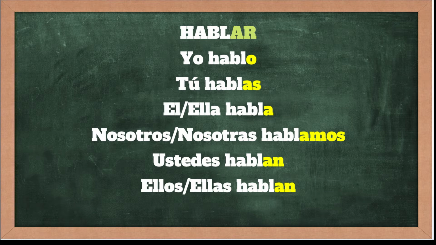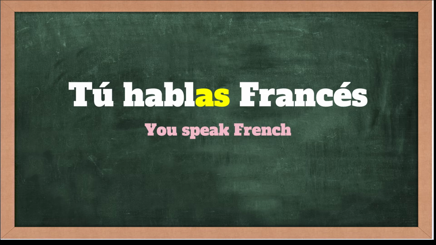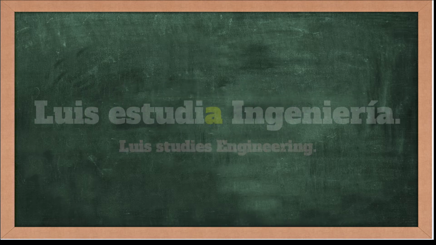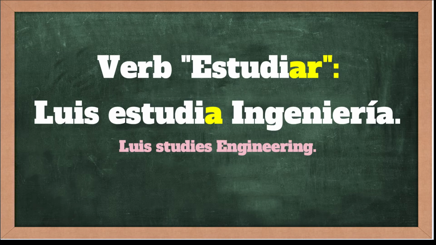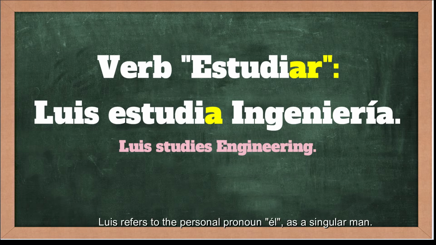Okay, so there's a pattern here. The pattern is this ending: o, as, a, amos, and an. Okay? For example, tú hablas francés. Hablas. Okay? As we are referring to the pronoun tú. Another example, Luis estudia ingeniería. Luis refers to the personal pronoun él, as it's singular man.